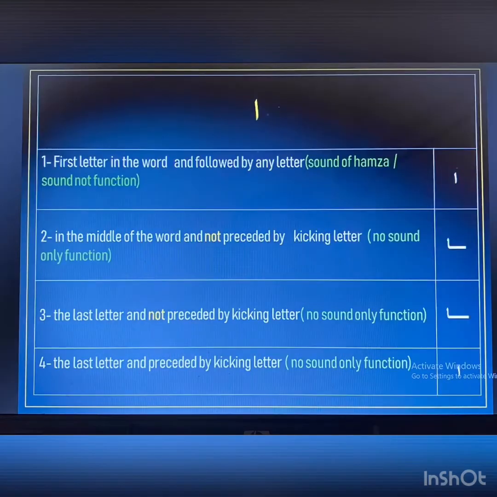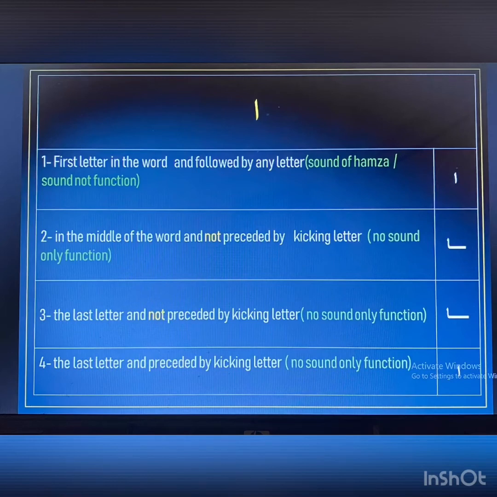We must not forget to mention letter Alif, and we have to stress that Alif has no sound. Alif has no sound. Alif only has a function, and the function is to extend or stretch the pronouncing time of the letter before Alif. This is the first important note about Alif.